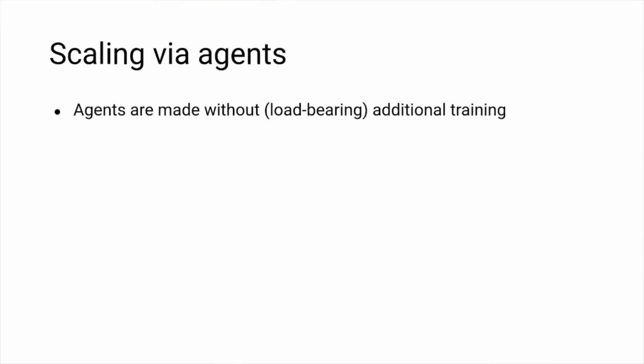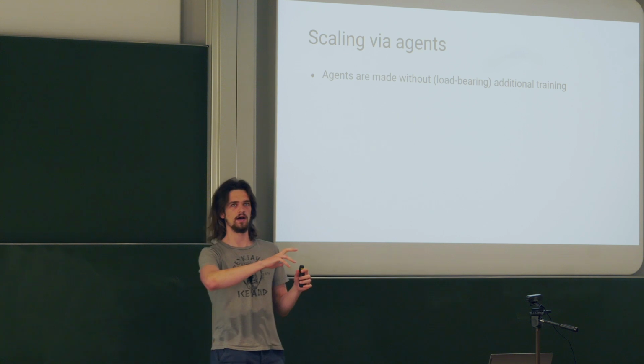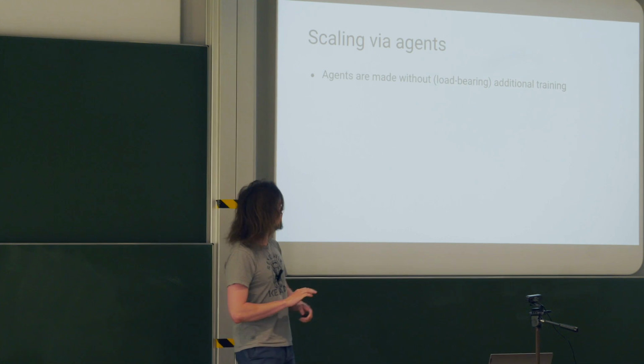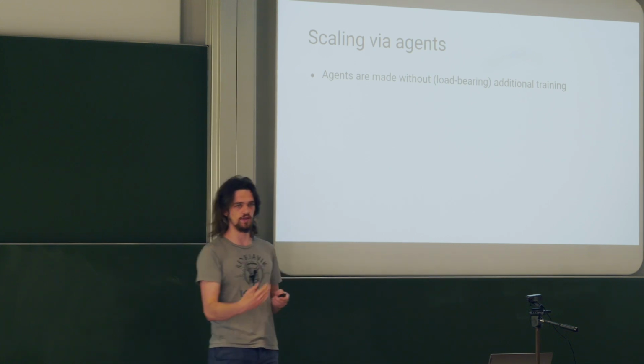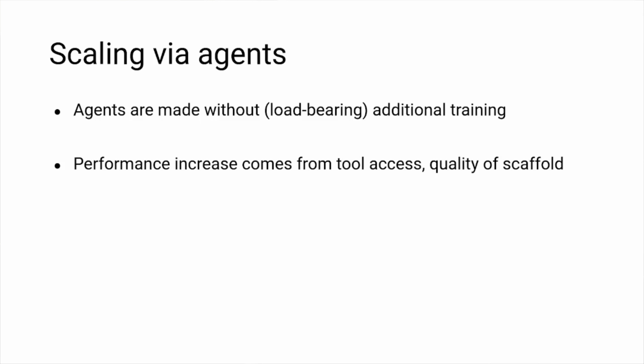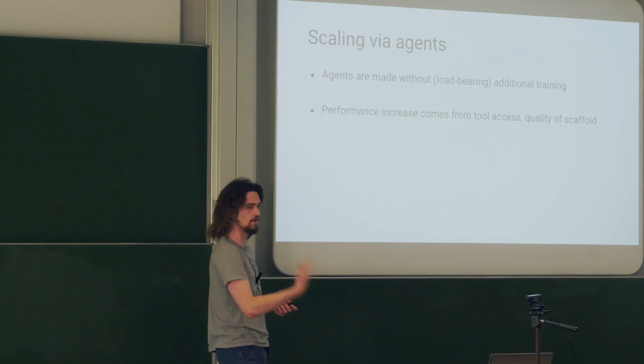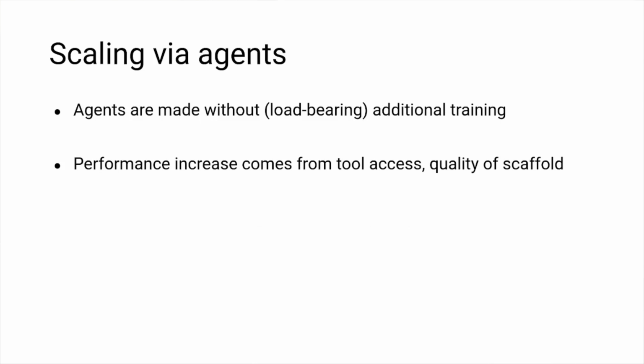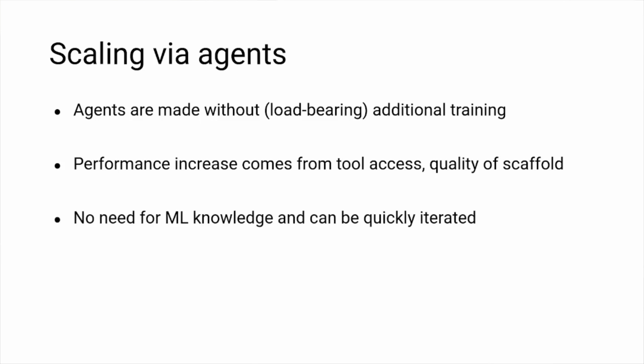And so agents give you a way of scaling that doesn't require any additional training. Maybe you do a little bit to allow them to better interface with their scaffold. I'll get onto that later. But mostly, you can increase the capabilities of an agent without training. You can give them access to more tools: web searches, Python environments, a huge library of documents to trawl through. And this can make them perform better without training. And you can also improve the quality of the scaffolding. More on that later.